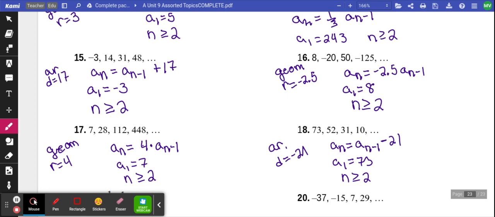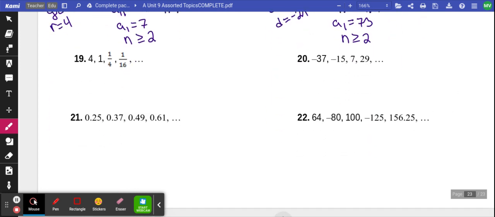17 is geometric with a common ratio of 4. So it's a sub n equals 4 times a sub n minus 1. A sub 1 equals 7, n is greater than or equal to 2. 18 is arithmetic. The common difference is negative 21. So it's a sub n equals a sub n minus 1 minus 21. A sub 1 equals 73, and the domain is n is greater than or equal to 2. And we will do these last 4 in class tomorrow.